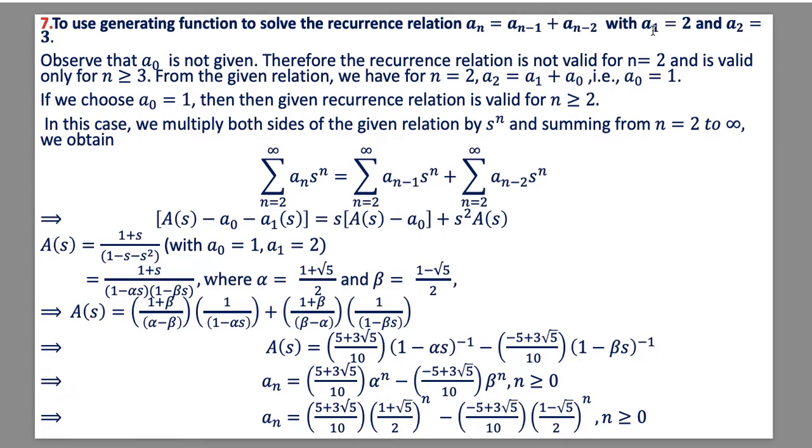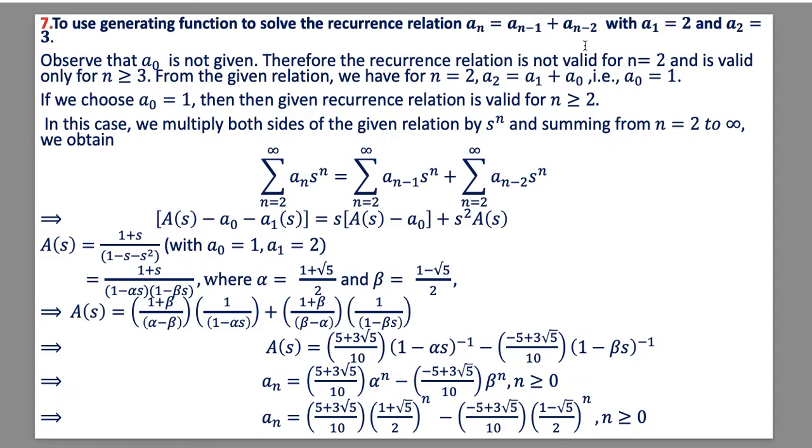But if we put n equal to 2 here, we get a2 equal to a1 plus a naught. And we know that a2 is 3 and a1 is 2. So 3 minus 2 is a naught, which means a naught is 1. So if we choose a naught equal to 1, then this recurrence relation will be valid for n greater than or equal to 2.